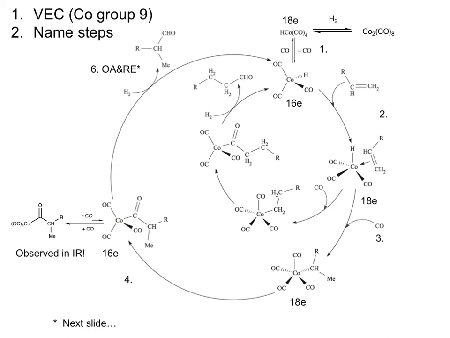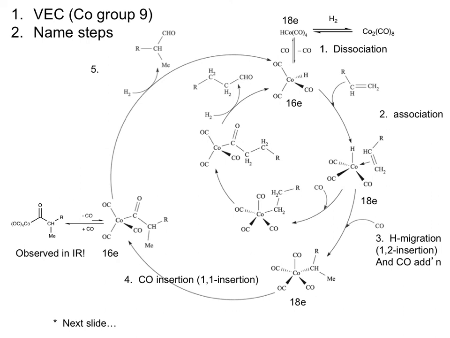Let's look at the next slide and see what the actual names of the steps that I put in are. Okay, step 1 is dissociation. Step 2 is association, so it's a dissociative ligand exchange process. Then we have a hydrogen migration known as a 1,2 insertion, and we've added a CO. I didn't notice that on the previous slide. We had 3 COs, we've added one more to make 4, so there's 2 steps in one here. I encourage you to write out each step individually, but sometimes they're drawn 2 at a time like this.